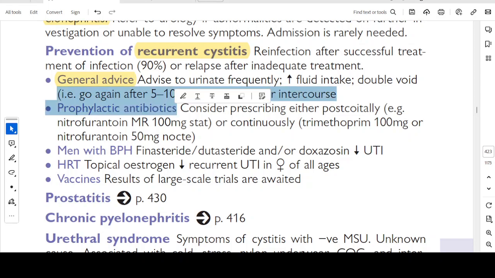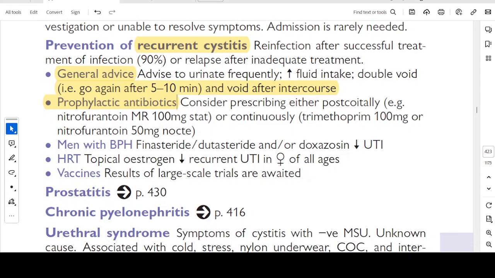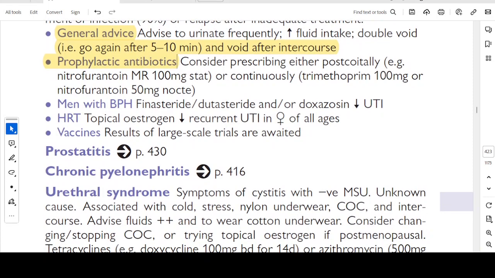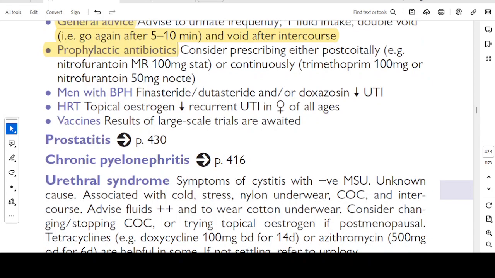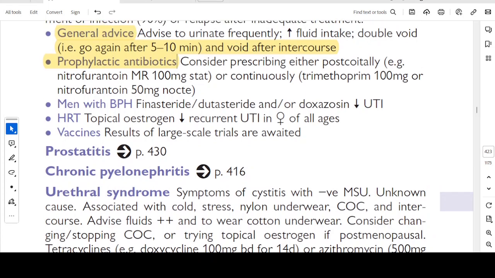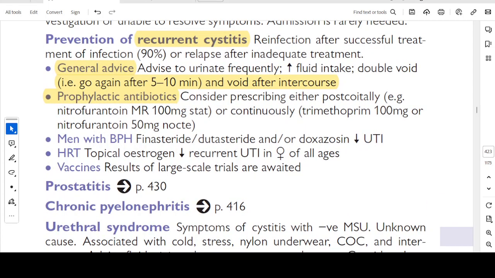Prophylactic antibiotics. Consider prescribing either postcoitally, for example nitrofurantoin MR 100 mg stat, or continuously trimethoprim 100 mg or nitrofurantoin 50 mg nocte. So continuously you give a low dose trimethoprim or half dose nitrofurantoin. Trimethoprim 200 is the normal dose; you are giving half dose. Nitrofurantoin 100 milligrams is the normal dose and you are giving half dose. So postcoitally also you can prescribe when there is recurrent cystitis.